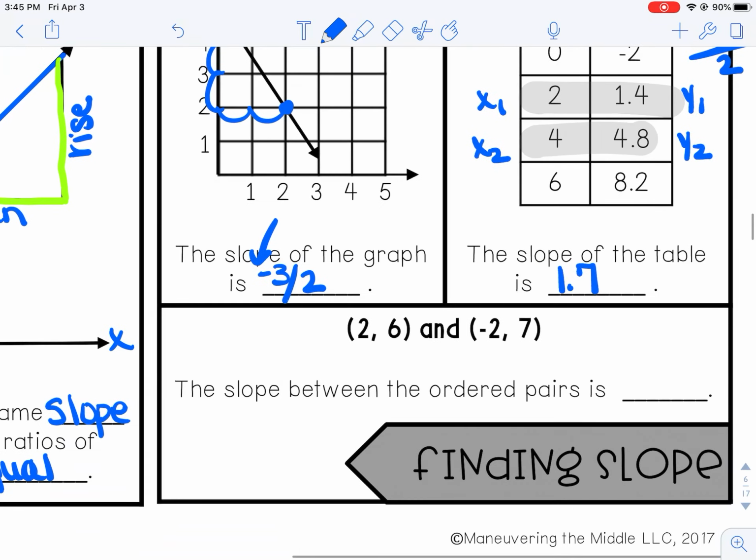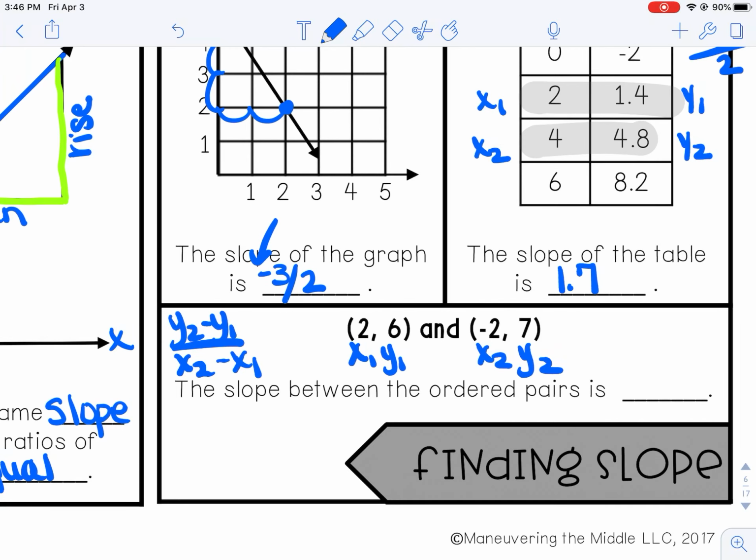Okay, let's take a look at the final one. This one's finding slope from a coordinate pair. So I'm going to go ahead and label again. This is x1 and y1. This is x2 and y2. Plug them into my formula of y2 minus y1 over x2 minus x1. All right, so y2 is 7, y1 is 6. Okay, x2 is negative 2 minus x1, which is 2. All right, so 7 minus 6 is 1.